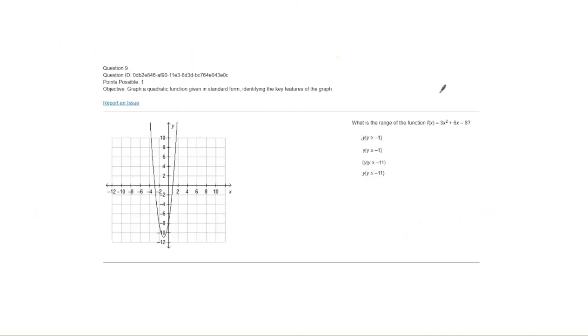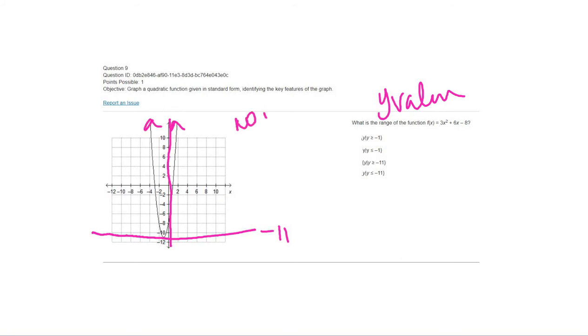Okay, so number 9, they're asking you for the range. Remember, the range is your y values. So we're looking at my y-axis right here. We're looking at where the graph starts and where it stops, if it has a stopping point. Notice that the lowest point it goes is negative 11. And this one just keeps going up, so there's no maximum or stopping point. What that means is your y values simply have to be greater than or equal to negative 11.